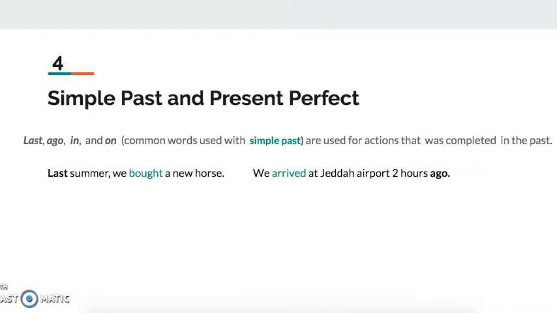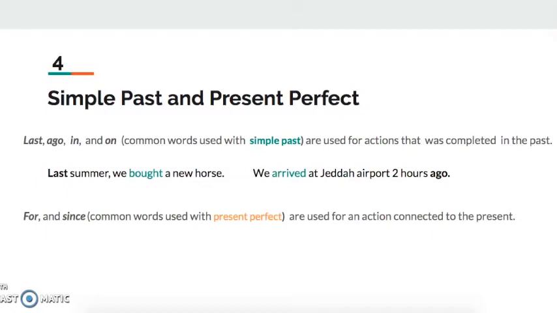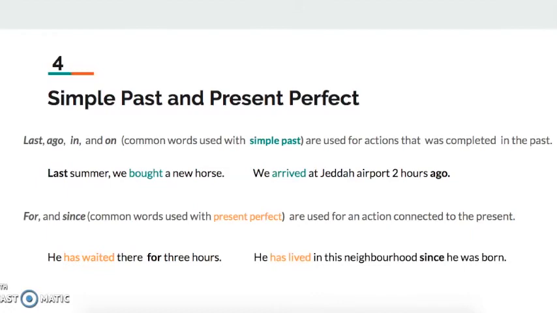Okay, now it's time to look at present perfect. For and since. These words are commonly used with the present perfect to describe an action that's connected to the present. Let's have a look at an example. He has waited there for 3 hours. So he began to wait in the past and he's still waiting there, right? So the word for is being used with the present perfect. Another one. He has lived in this neighborhood since he was born. So it's an action that was in the past and it's again connected to the present. Good.